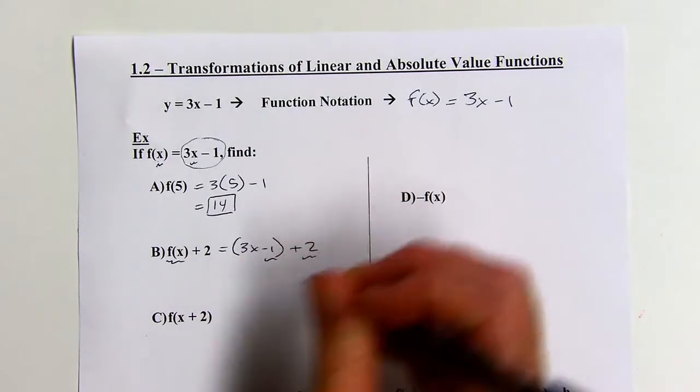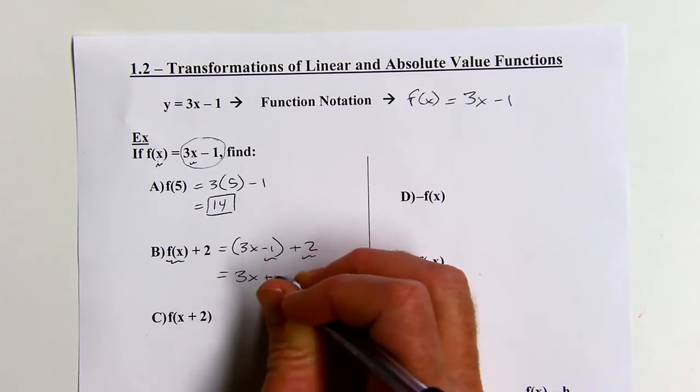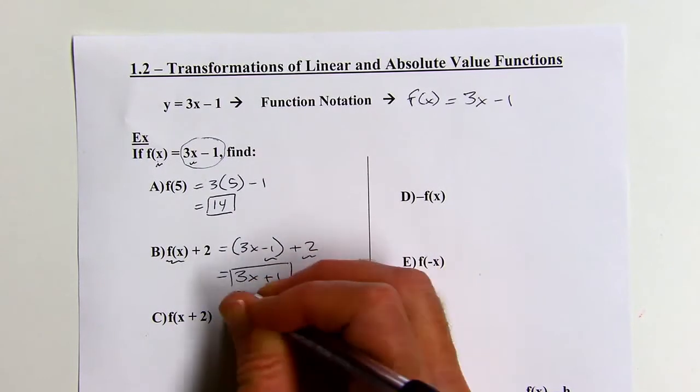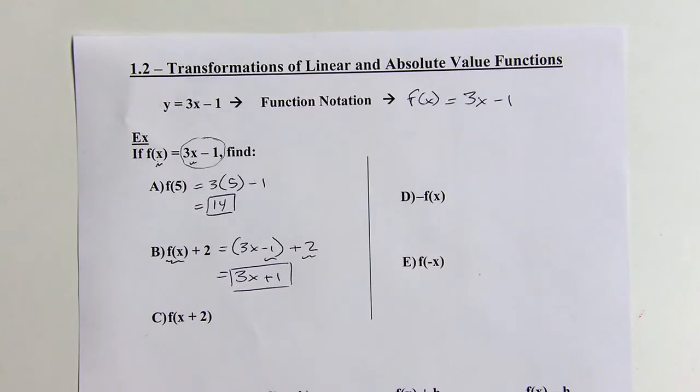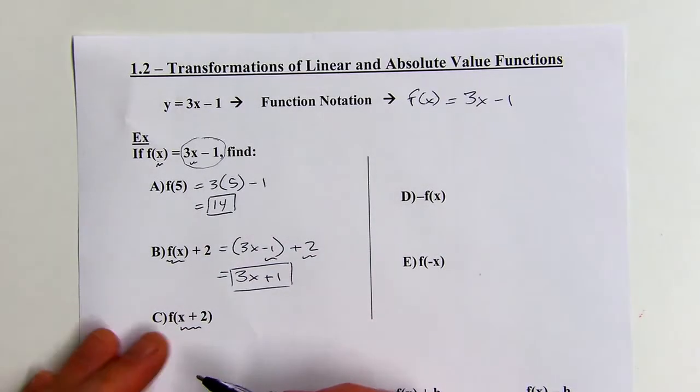And then I'm just going to combine negative 1 and 2. Negative 1 plus 2 is positive 1. So that means f of x plus 2 is going to equal 3x plus 1. Okay? That's not the same as adding to the input. This one's going to be different than part B. So this means I'm taking function f with an input of x plus 2.